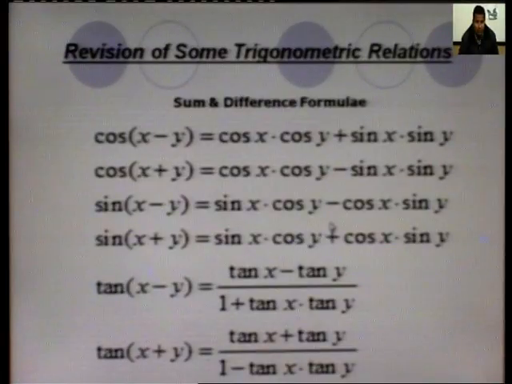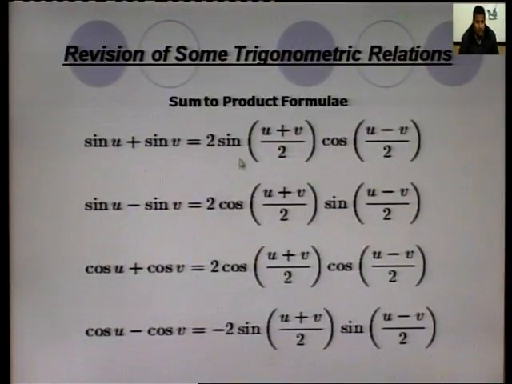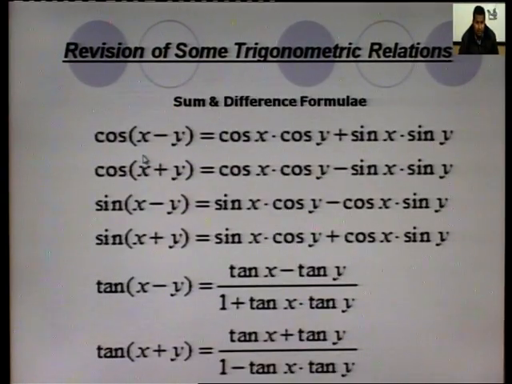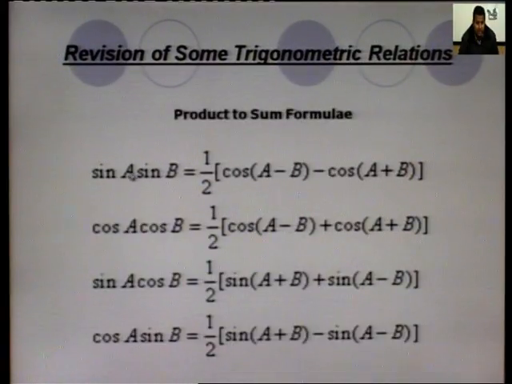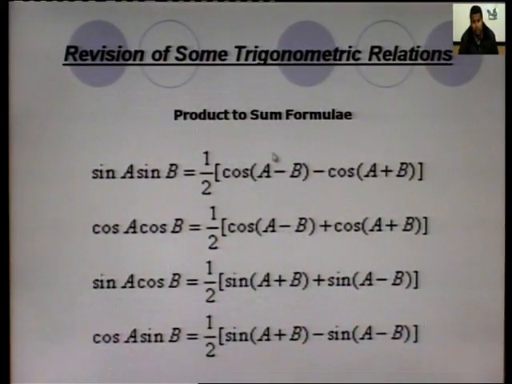And other formulas are product to sum formulas. In the previous slide we have done sum to product formulas. When two sine functions are there, like sine u plus sine v, we have to write them in the product form. Now when the product is given, like sine a into sine b, we have to show that sine a sine b is equal to 1 by 2 times cos of a minus b minus cos of a plus b.